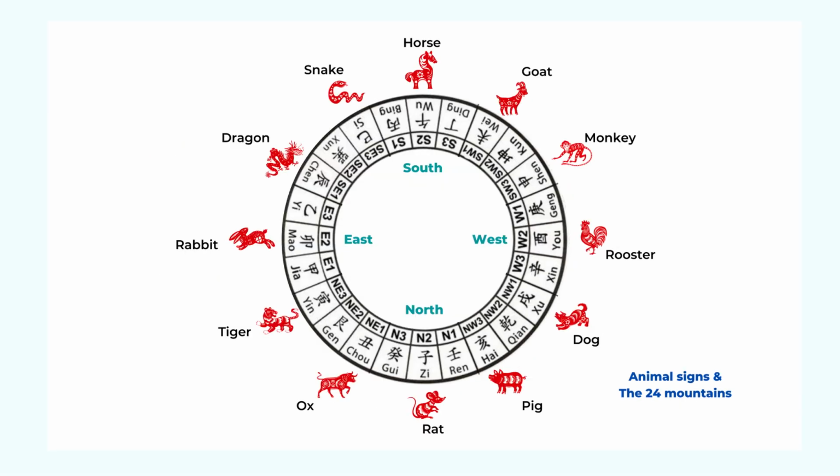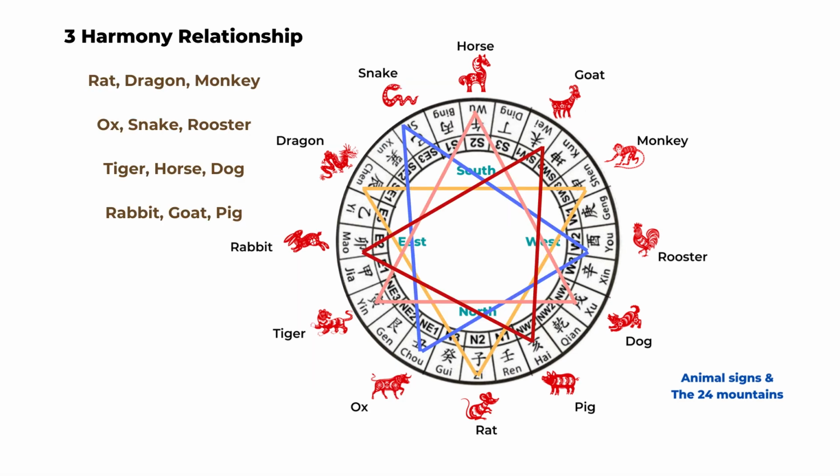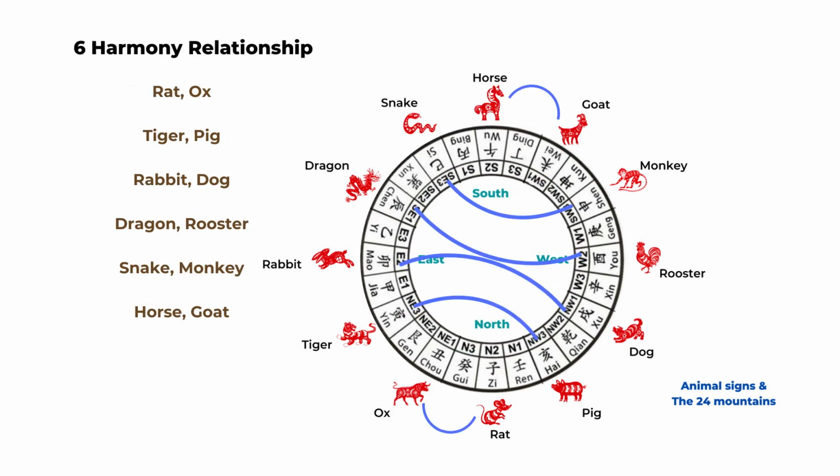Here is a chart of the 12 animal signs. For the compatible sign, we have the 3 harmony, that's a triangle shape. For example, the rat, dragon, and monkey. They are the 3 harmonies. And there is a 6 harmony, or the hidden friend. For example, the rat and ox are a pair, and the tiger and the pig are a pair. The rabbit and dog are a pair. Dragon and rooster, snake and monkey, and horse and goat. They are all hidden friends for each other.